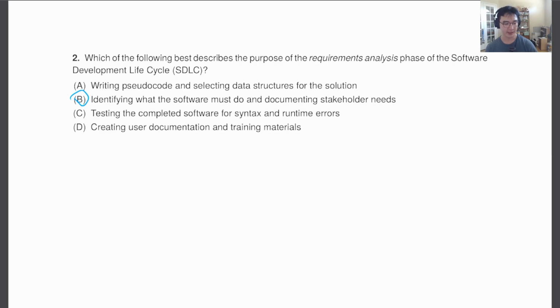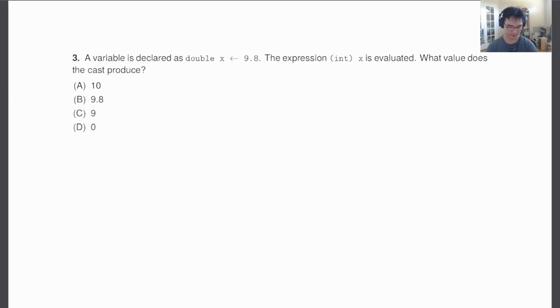All right, let's go ahead and go on to the next one. This question says, a variable is declared as double x assigned 9.8, and the expression int x is evaluated. What value does the cast produce? So these are 2 lines of code, and sometimes it can be helpful to write it as a line of code followed by another line of code. You don't have to do this, but it could help.